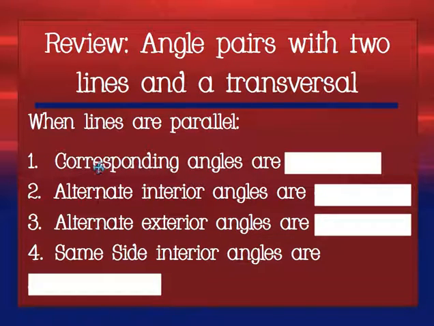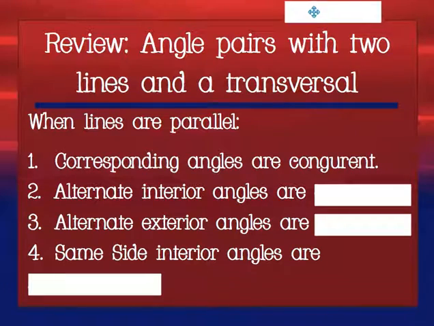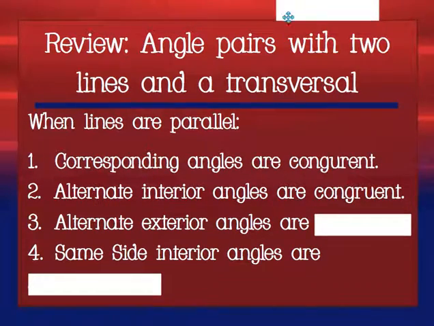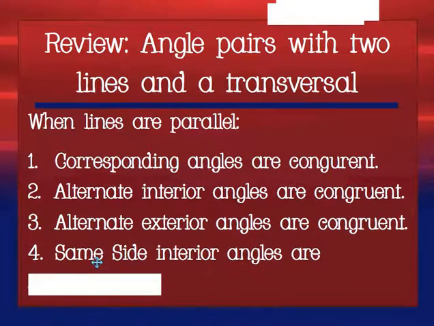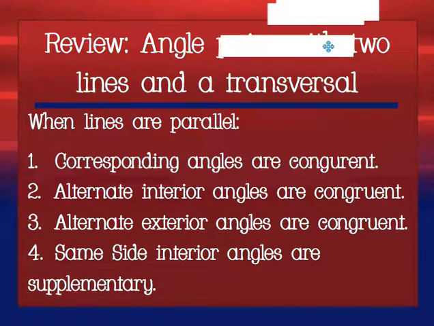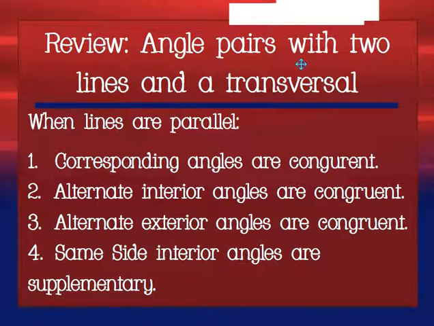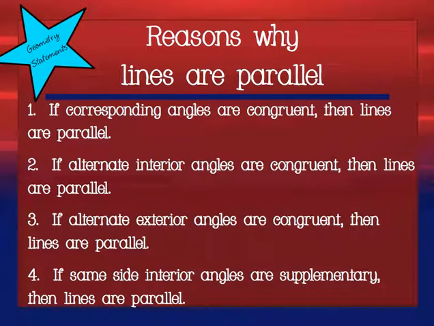When lines are parallel, corresponding angles are congruent. Alternate interior angles are also congruent, as well as alternate exterior angles. The only one that's different is same side interior angles, and they are supplementary. It all starts with us knowing the lines are parallel. Then we know all this. However, today's lesson is the converse of each of those statements.